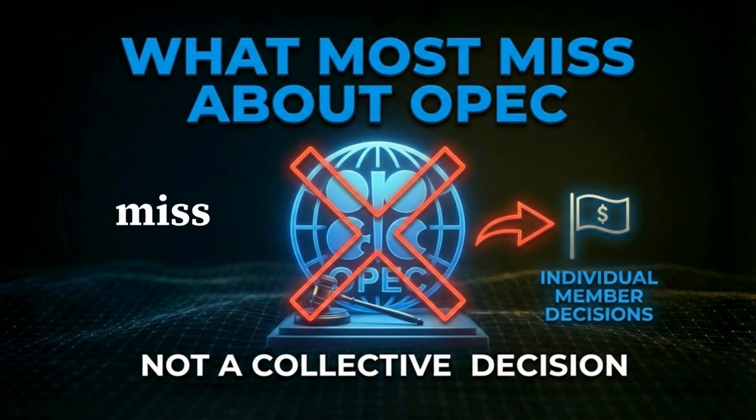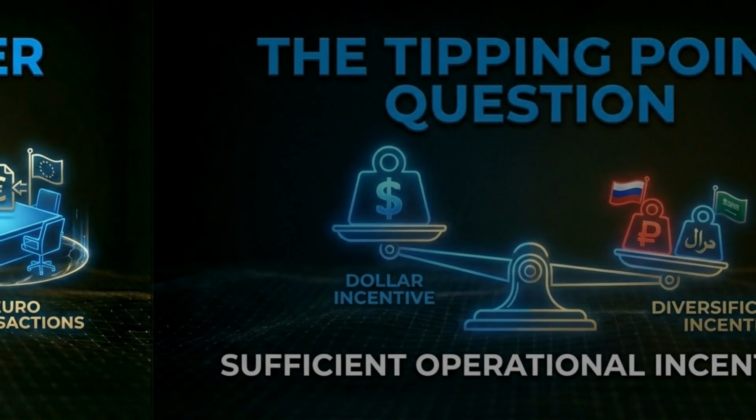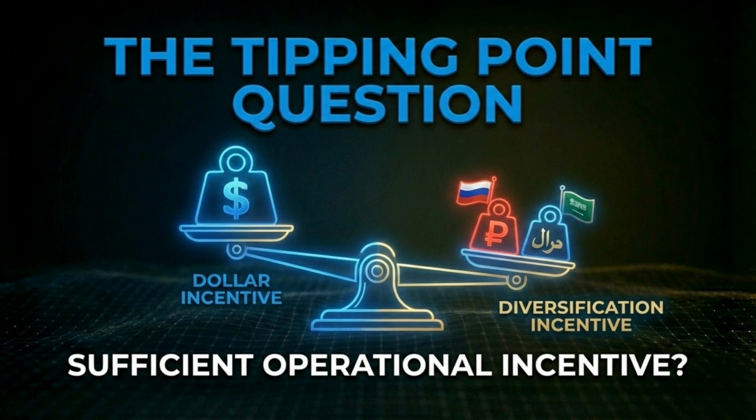Here is what most people miss when they analyze OPEC in the context of the petrodollar. The question is not whether OPEC as an organization will decide to abandon dollar pricing. OPEC does not make collective decisions about pricing currency. Individual member nations make decisions about what currencies they accept for their specific bilateral transactions. The question is whether enough individual members, particularly those with the volume and influence to create meaningful precedent, will find sufficient operational incentive to diversify away from dollar-denominated transactions in specific trading relationships.